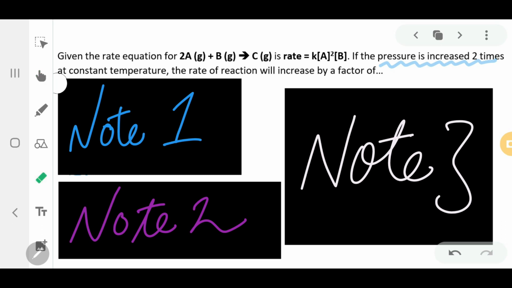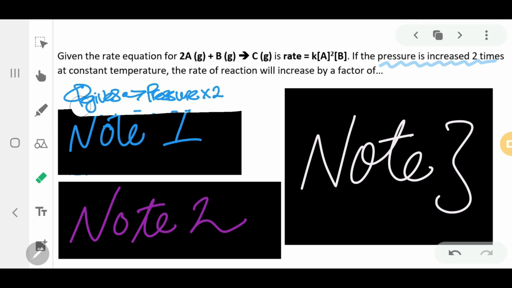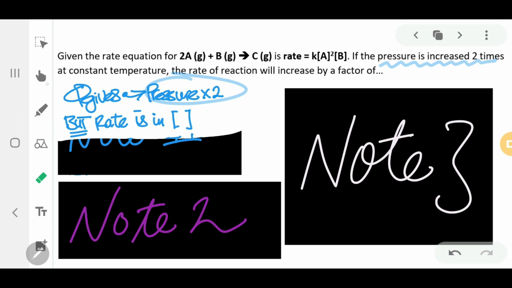So let's have a look at note number 1. The question gives pressure is increased by 2 times right there. And the rate, if you look here, is in the expression of concentration, like what you have in here. Both of them are in terms of concentration, but the question is changing the pressure. So how are we going to use this piece of information to solve this?